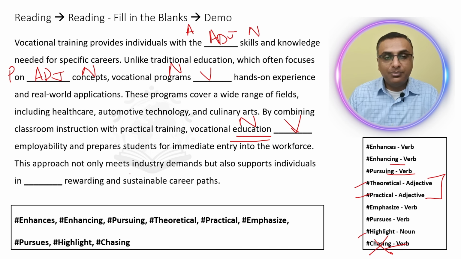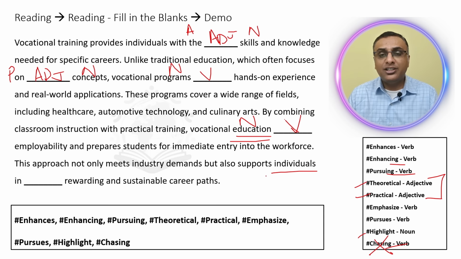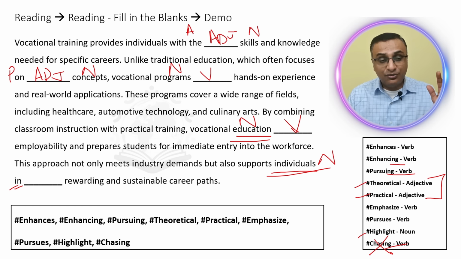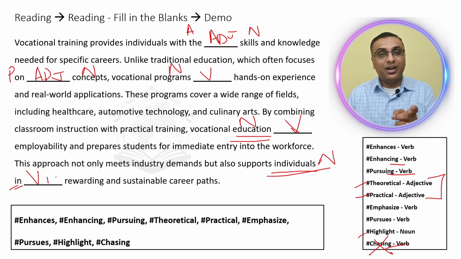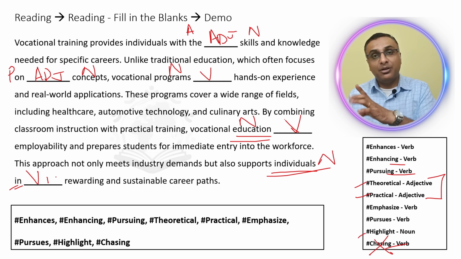Now let's look at the last blank. This approach not only meets industry demands but also supports individuals in dash rewarding and sustainable career paths. For this fifth blank, if you try to identify the parts of speech, what is individuals? Individuals is nothing but a noun. Next, what is in? It is a preposition, right? In dash, if you read the sentence, you can easily understand something is continuing in its action. V1 plus ing, something in the present continuous tense. So, something should come with V1 plus ing.